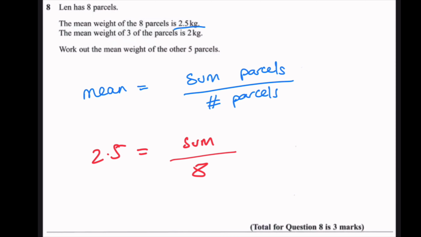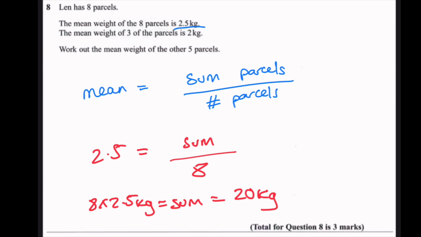Okay, so from this I can figure out the sum of all the parcels' weights. Okay, how do I do that? Sum equals, I'm going to move this over here, so multiply both sides by 8. 8 times 2.5 kg equals the sum of all the parcels, which is 20 kg. So all the parcels added up make 20 kilos.